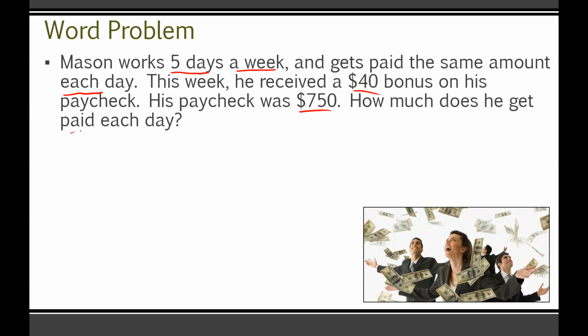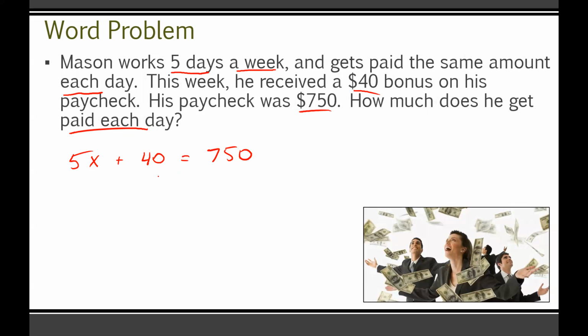So since we're looking for how much he was paid each day, let's break this down into being 5 days a week times whatever he gets paid each day. So x is how much he's being paid each day. That's what we're looking for here. Plus that $40 bonus that he received is going to equal $750.